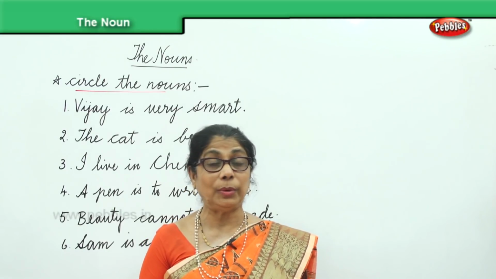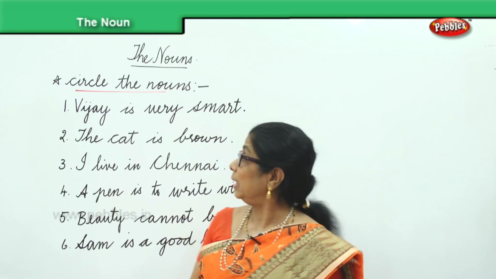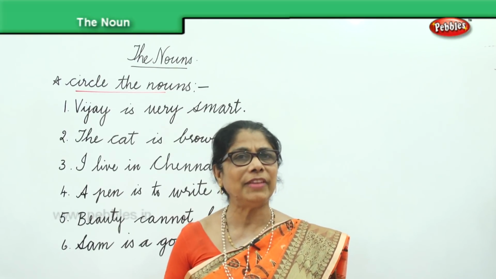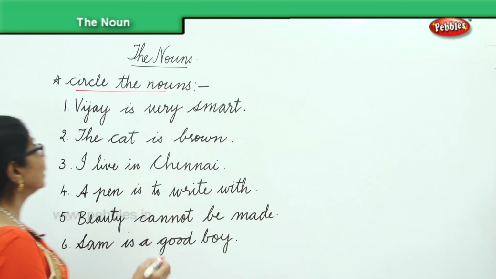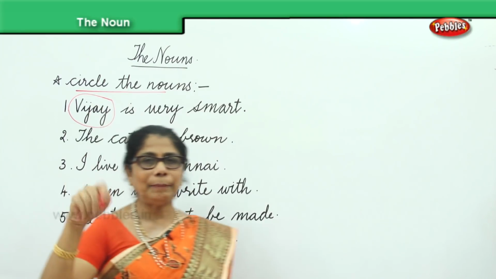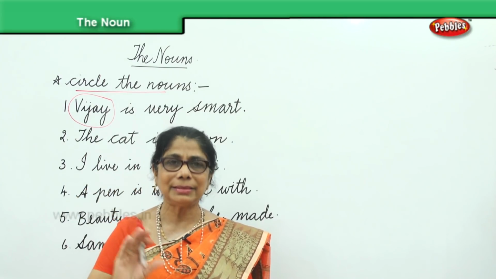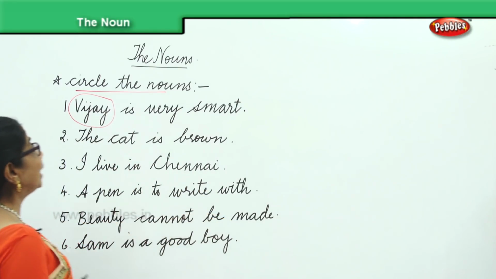Nouns are naming words, any name. We have Vijay is very smart. Now, let's circle the nouns. Vijay. Vijay is the name of a person. We got a cap letter because it's a proper noun. It's the name of someone, Vijay. So Vijay is a noun. We are only looking at nouns now.